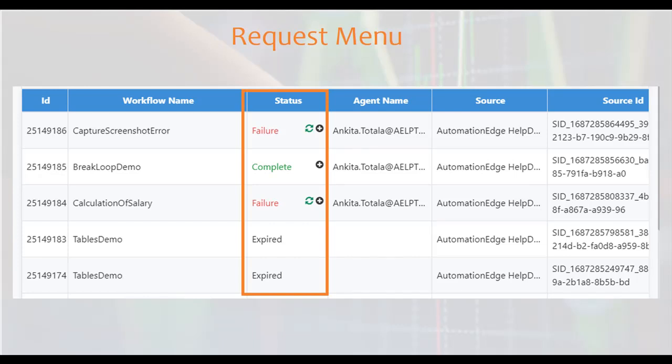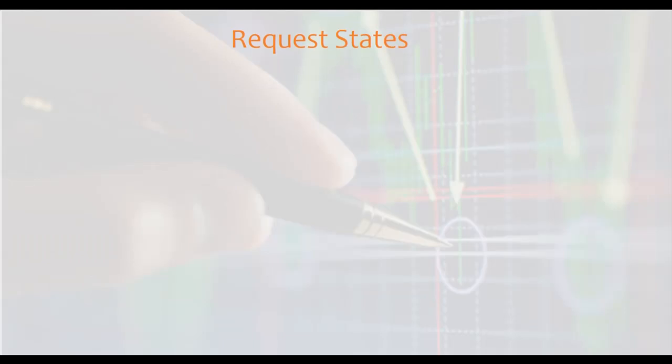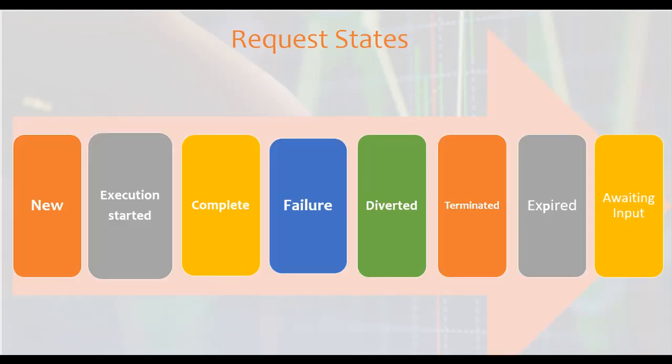The status provides crucial information about how the workflow has been executed. In this segment of the video, we will explore the different statuses of the request and discuss the necessary actions to take when encountering each of the statuses. Workflow execution requests are categorized into different sets of states such as new, execution started, complete, failure, diverted, terminated, expired, and awaiting input. New, it is the initial state of a request.